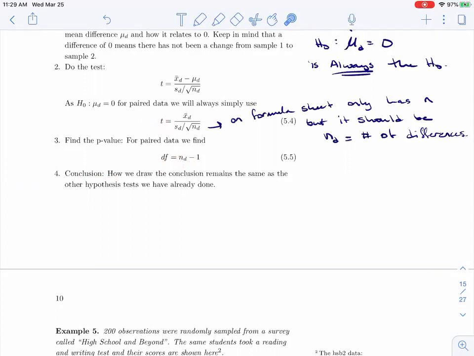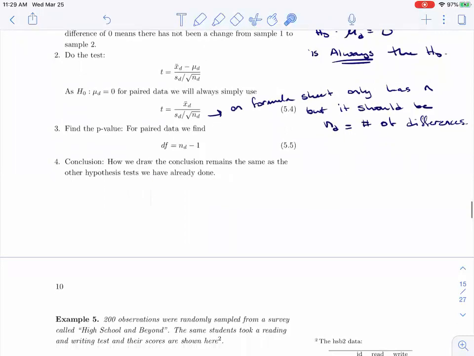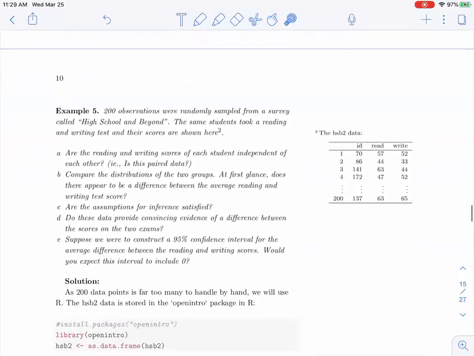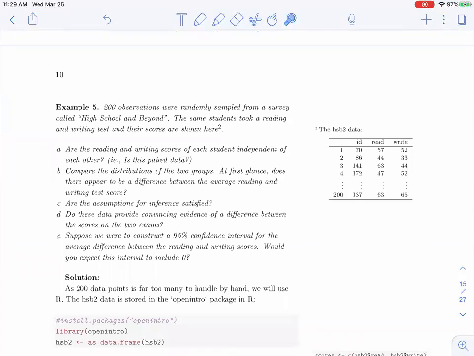After that, once we've got our p-value from our t-table, then you draw your conclusion the exact same way, right? If the p-value is less than the alpha level, then you have enough evidence to reject H0 in favor of HA. Okay. Any questions before we do an example?